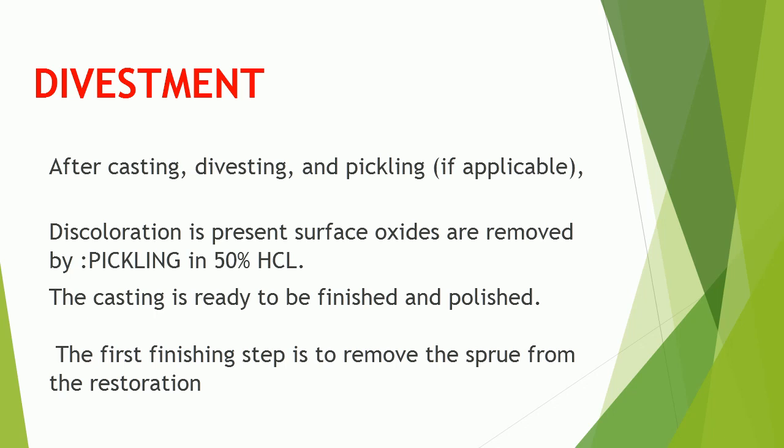So basically pickling is when, in order to get a smooth surface and to get rid of the discoloration that may be present due to surface oxides on the casting, we dip the casting into 50% HCl. So this process is called pickling. Now the casting is ready to be finished and polished, but before that we have to remove it from the sprue, and then after we remove it from the sprue, we carry on with the finishing and polishing.